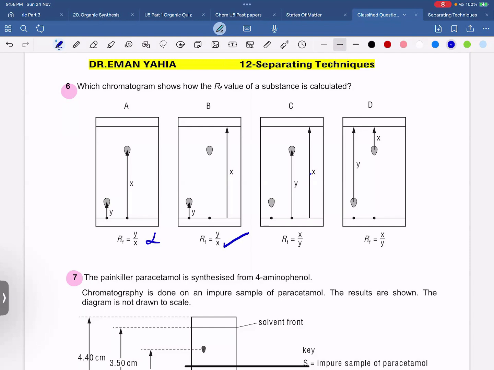Number C is going to be X divided by Y, incorrect. For number D, it's going to be X divided by Y, which is incorrect. So the distance traveled by the solvent is from the baseline to the solvent line, and the distance traveled by the spot is from the baseline to the spot. So Y divided by X, so it's going to be B.